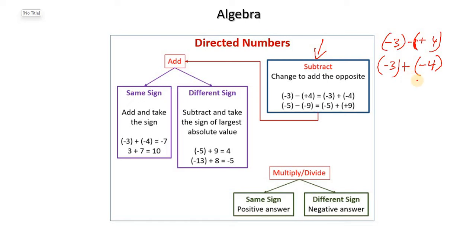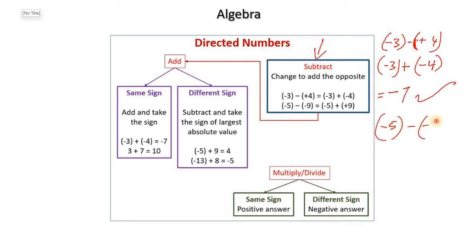And when you add two numbers with the same sign, what do you do? You add them, which will give us 7, and what do you do with the sign? -7. That's that.